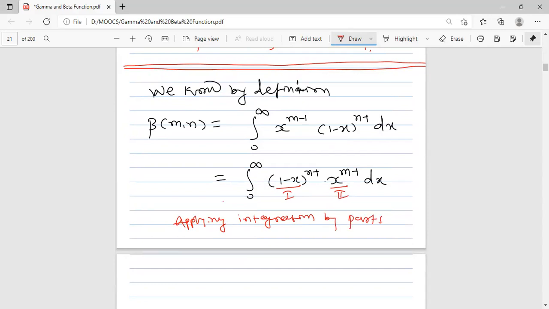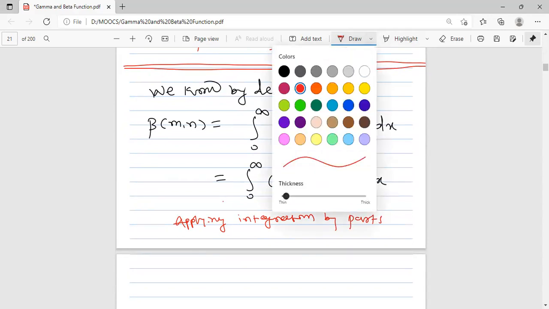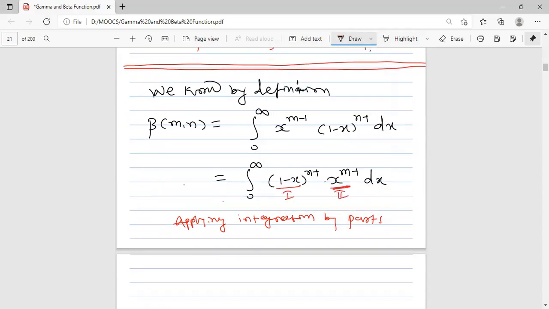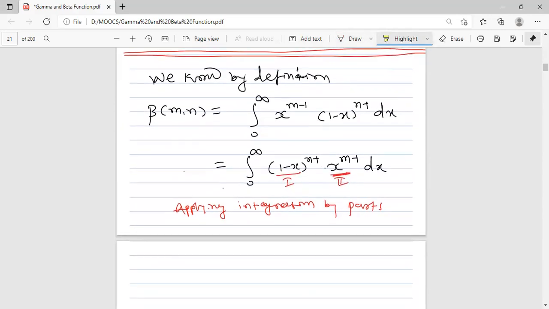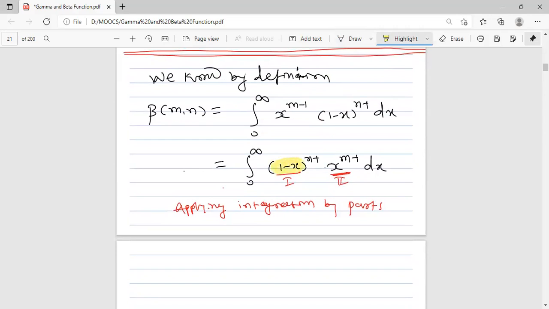I think this is my first function and this term is my second function. But try to remember that here this function is again a polynomial. The third is a polynomial, x and 1 minus x. This is a polynomial and this is a polynomial.